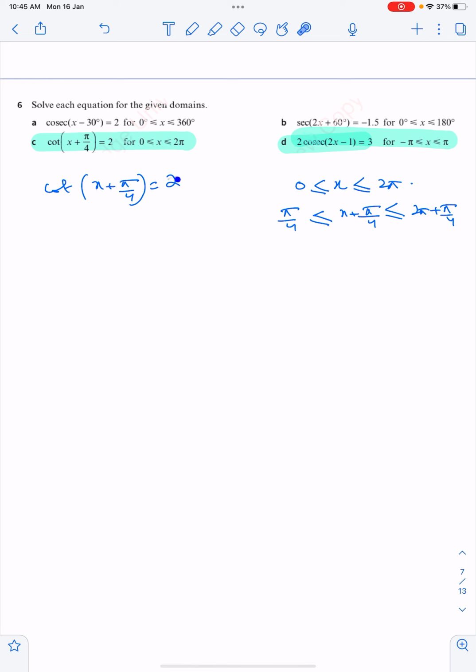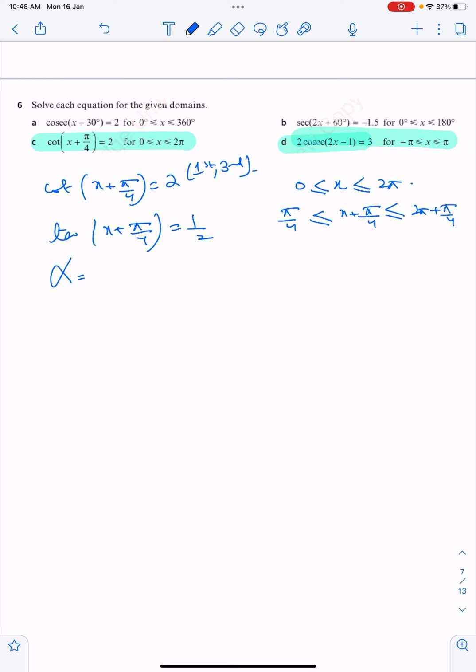Now decide the quadrant. Since it's positive, and cot is the reciprocal of tan, it's the first and the third quadrant only. We just have to get the angles for the first and the third quadrant. Reciprocating both sides, tan of x plus pi by 4 equals 1 upon 2. When you reciprocate cot, you'll get tan. When you reciprocate 2, you get 1 upon 2. Now you have to find out the basic angle.